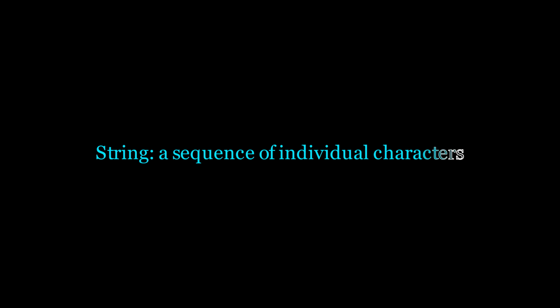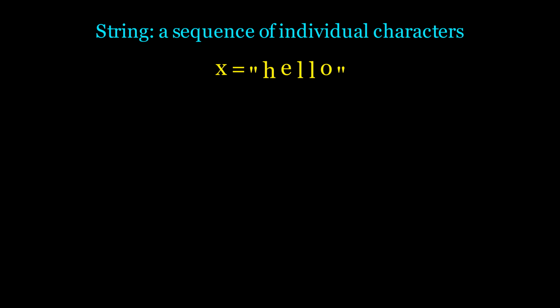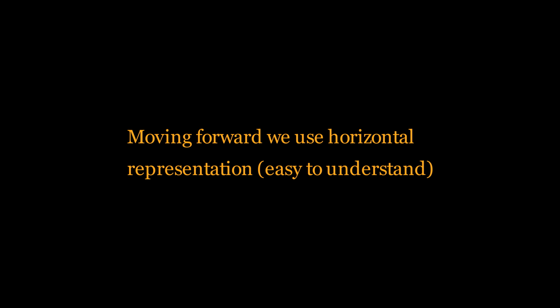Let's dive into strings. Simply put, a string is a sequence of individual characters. Take the example x equals "hello". Here the word hello is a string defined by double quotes. To help you understand how the computer actually sees this, we've provided two visualizations: a vertical memory view and a horizontal memory view. Moving forward, we will focus on the horizontal representation, as it is much more intuitive for understanding how data is organized and accessed in modern computer architecture.